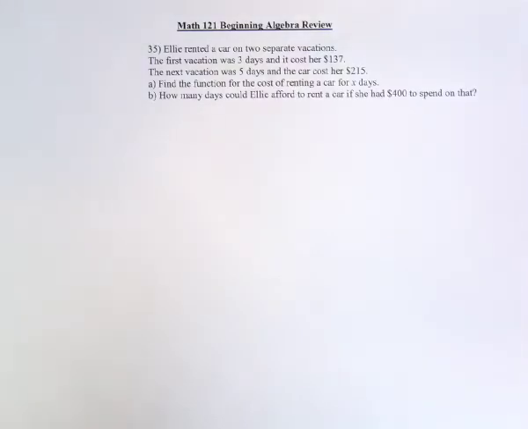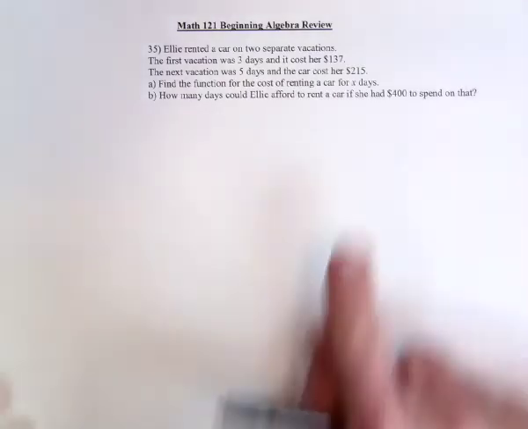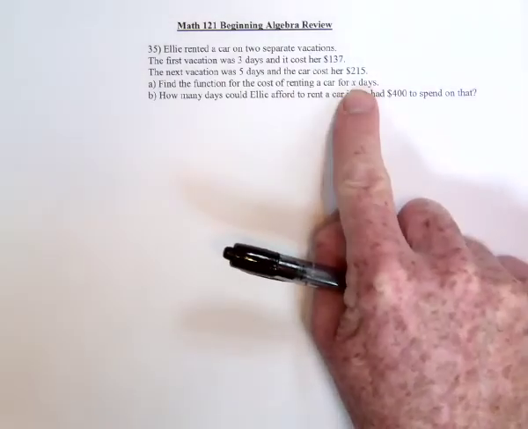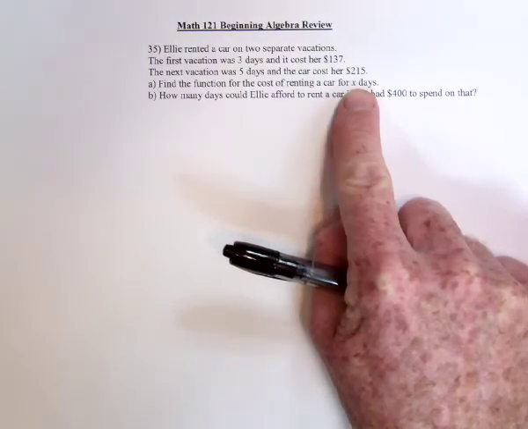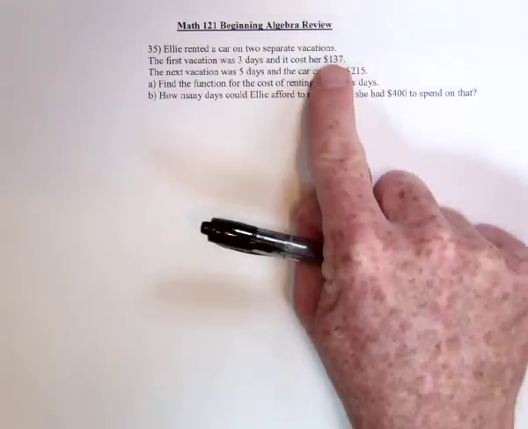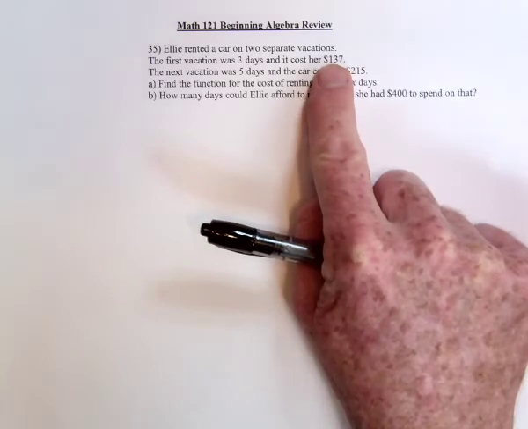So Ellie rented a car on two separate vacations. The first is 3 days. It cost $137. The next was 5 days and cost $215. So in here, it's saying that we should use X as days. So that means that we need to use a different variable like Y for money.